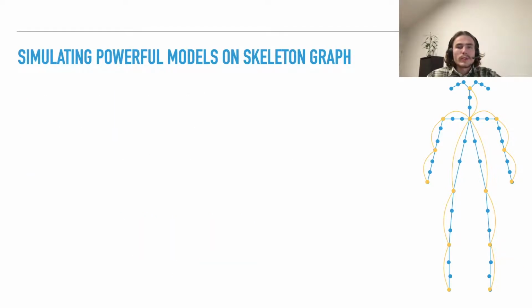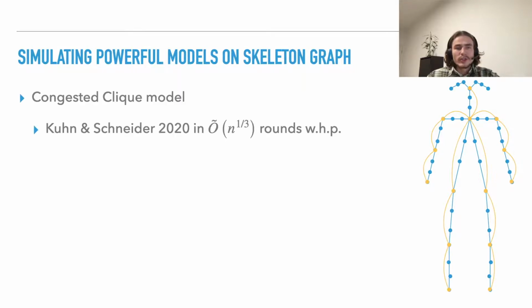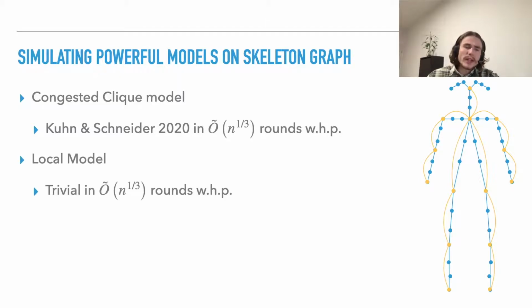We are not the first to simulate powerful models over the skeleton graph. Kuhn and Schneider show how to simulate one round of the congested clique model in roughly n^(1/3) rounds. In this congested clique model, each pair of nodes in each round can exchange one message. We also find it useful to simulate one round of the local model over the skeleton graph, and it clearly can be done in roughly n^(1/3) rounds using the local edges of the hybrid model.